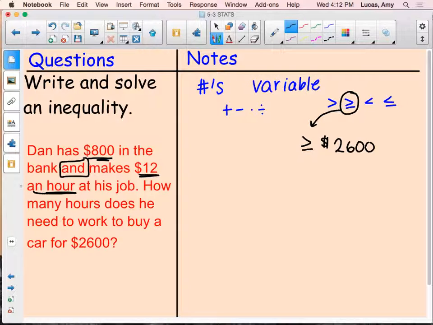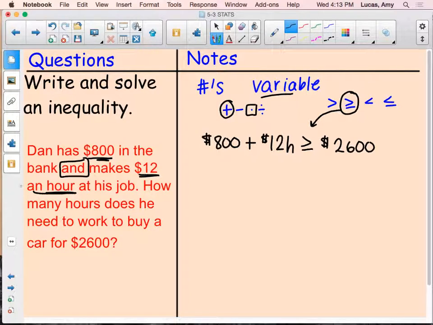All right, now on the other side, he has $800, so he's got that right now. And he makes $12 an hour. So I'm going to add those together. So $800 plus $12 per hour. So this is where we're going to use some multiplication and our variable, because you're going to multiply the number of hours he worked by 12, his hourly wage. We don't put the variable on the 800 because the 800 isn't happening more than once. The 800 is what he's got to start out, kind of like an intercept.